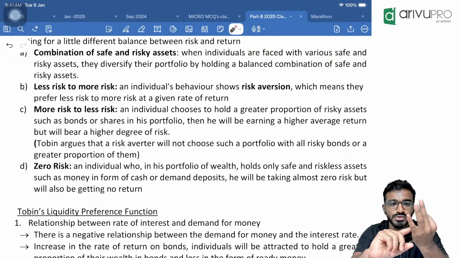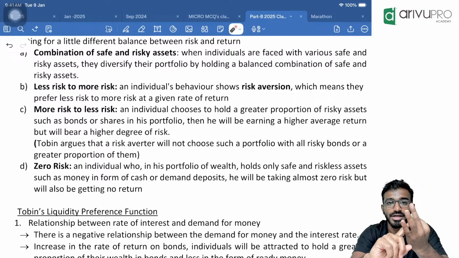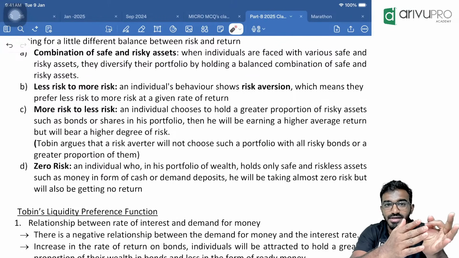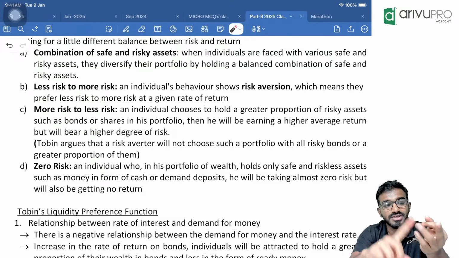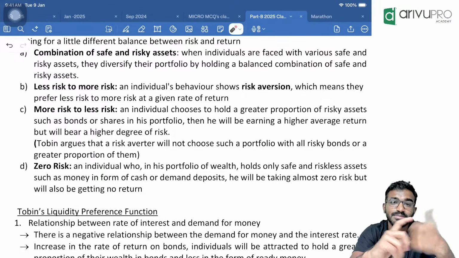See, in QTM, money is only used for a transaction purpose. In Cambridge, transaction and precautionary purpose. Precautionary means saving purpose for some emergency. In Keynes, transaction, precautionary and speculative. Speculative means for investment purposes.